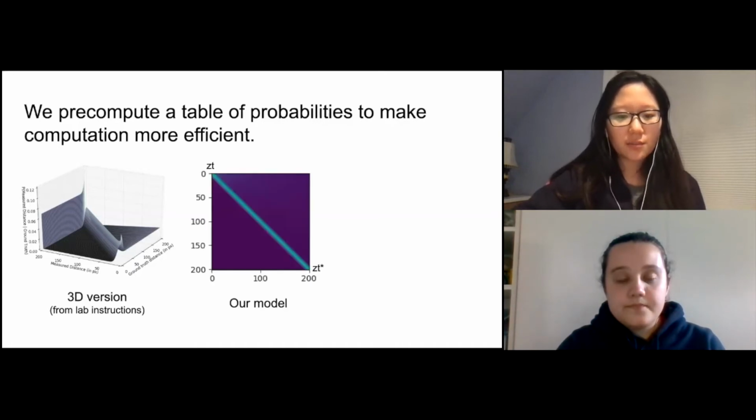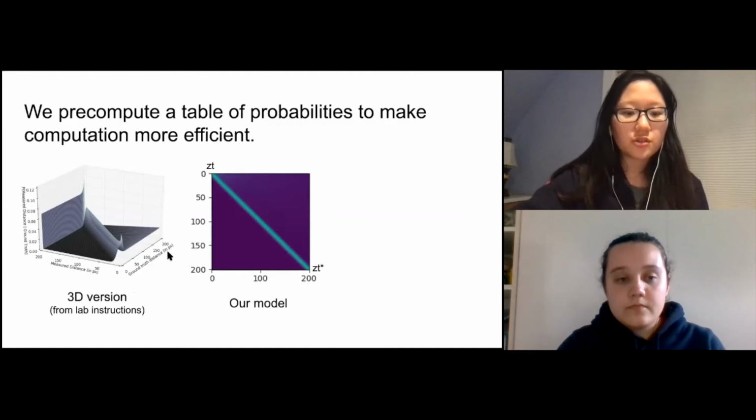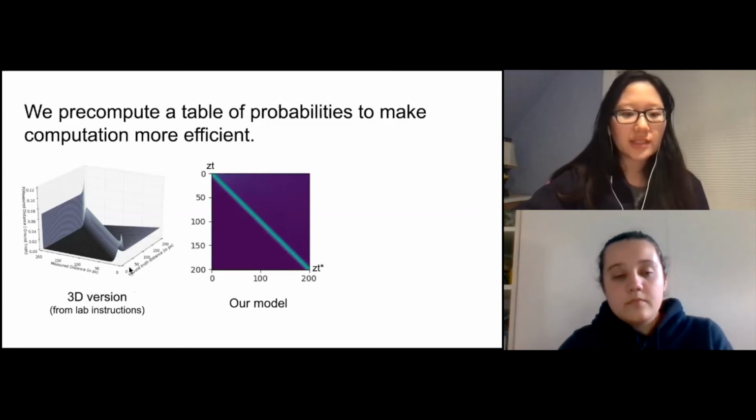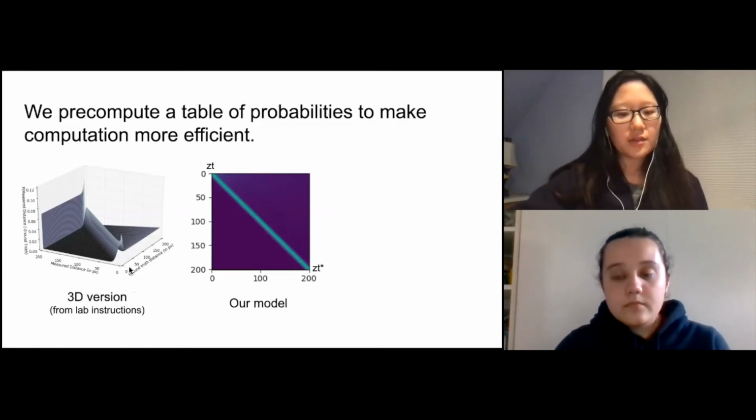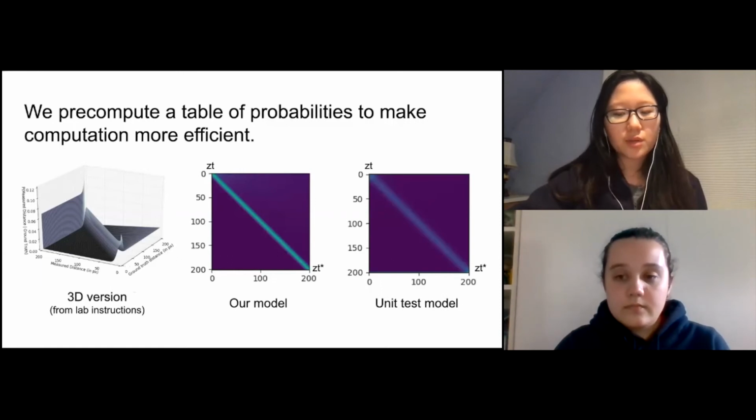So this is our model of ZT and ZT star, where ZT is the measured distance in pixels, and ZT star is the ground truth distance in pixels. As you can see, this is a similar distribution, except this is from the top down. And when we compare this with our unit test model, you can see that it's a very similar distribution, except perhaps our model is off by some scalar factor.